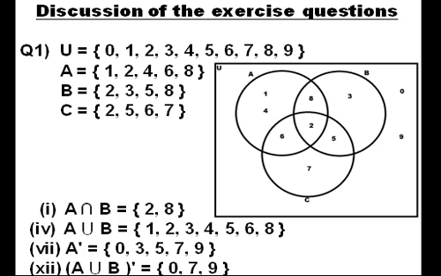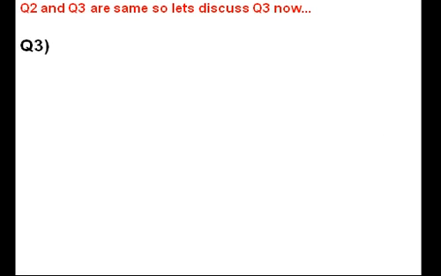The next part is part number 12, which I have picked up. It is the complement of A union B. That means I'm going to see both the circles A and B together, and whatever is outside the scope of these two circles will be included as the answer. So the answer would be 0, 7, 9. So this is how it becomes very easy to pick up the elements for the required set once your Venn diagram is ready to go.